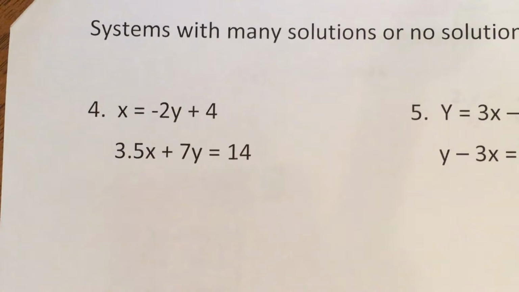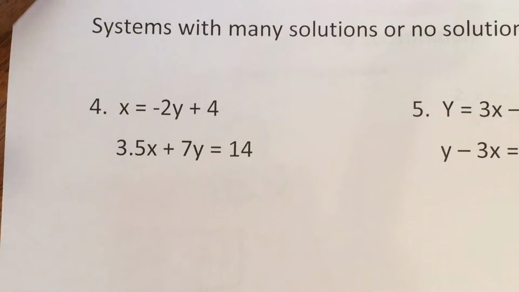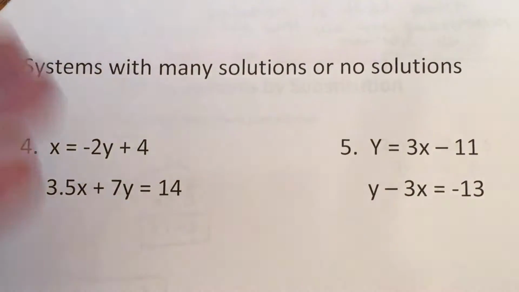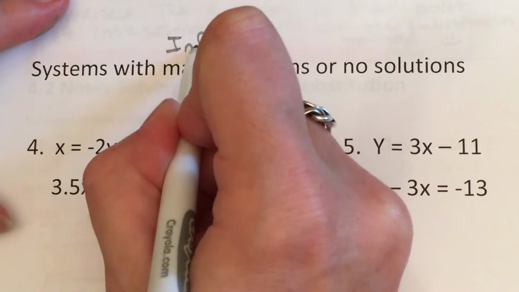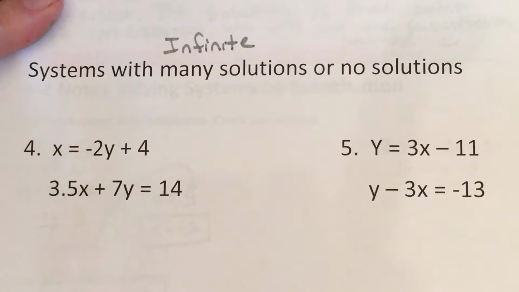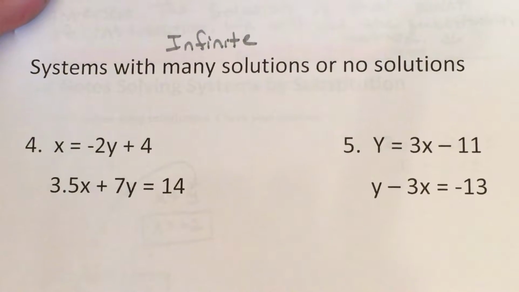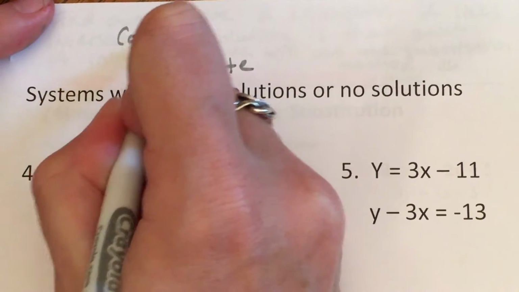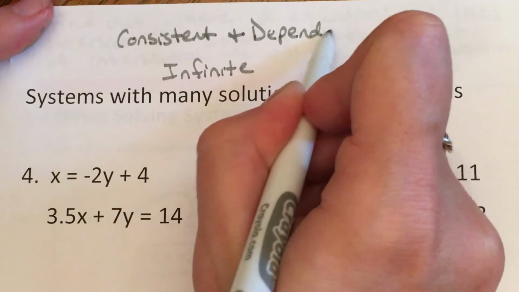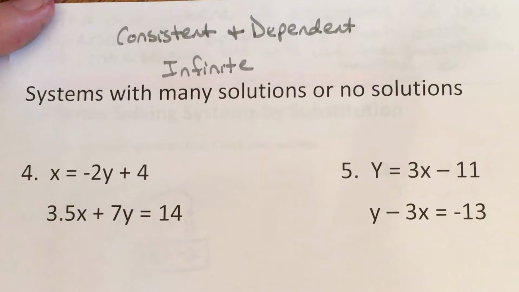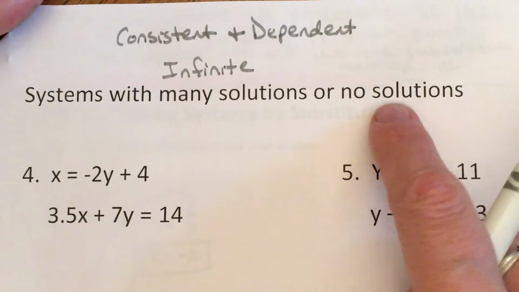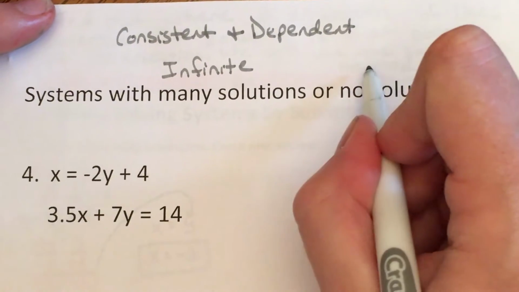Welcome back. So as we solve these systems by substitution, sometimes systems might have many solutions or infinite solutions. We call these systems consistent and dependent. Or they might have no solutions because they are parallel lines.